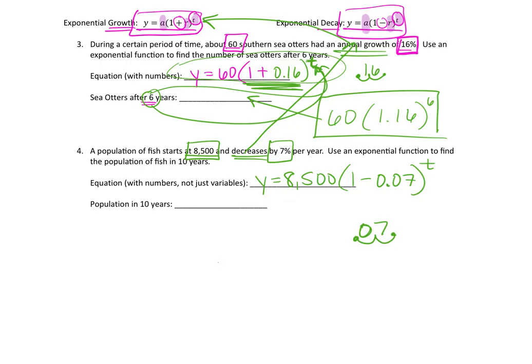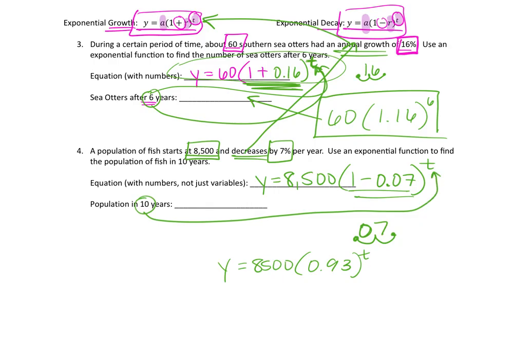Again, if you would like to write that as 8,500 times 0.93 to the t power, that's great too. Or you may just leave it like that. So the population in 10 years, you're going to take that 10 and you're going to drop it in right there and you'll get your population. Okay, you would just plug that into your calculator.